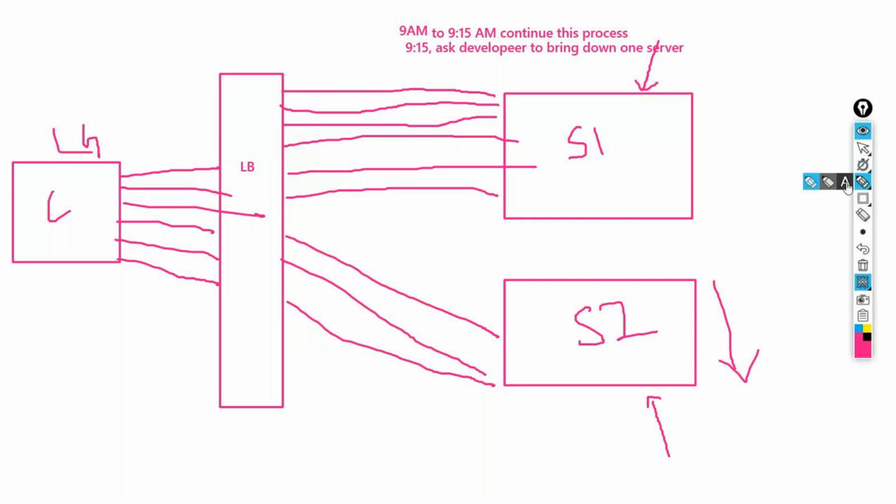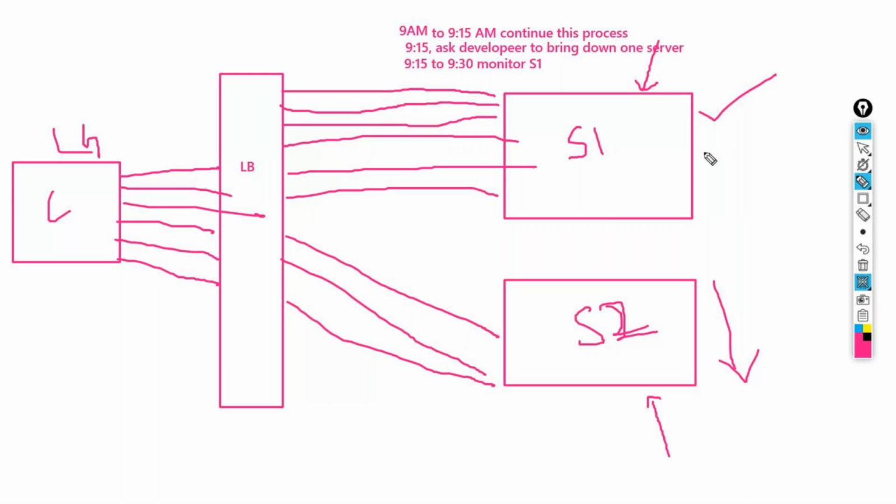Now, from 9:15 to 9:30, you monitor server 1. Because server 2 is down, all the requests are going to server 1. Monitor this server and see whether it is able to withstand the load that it is getting, whether the server alone is able to manage all the requests, and if it is able to manage, how much time it is taking to process each request.